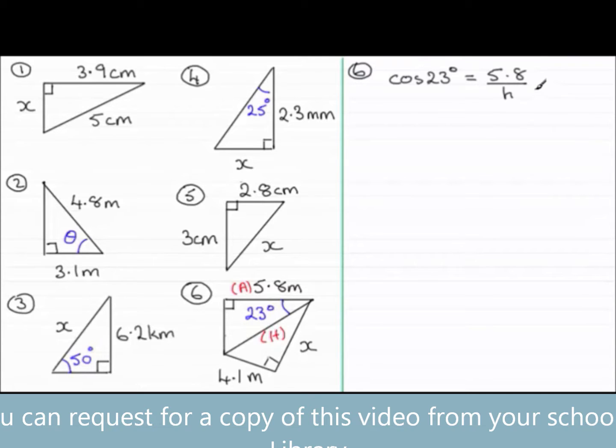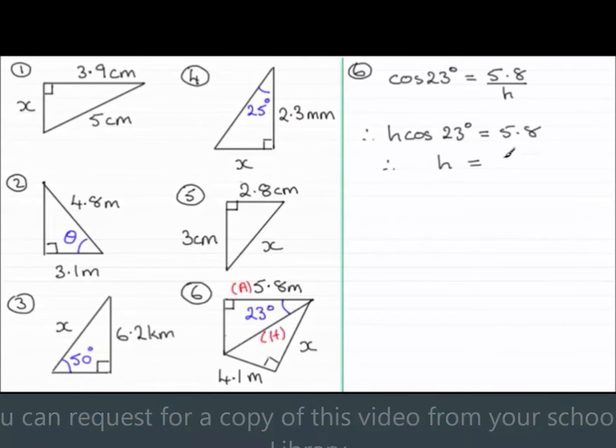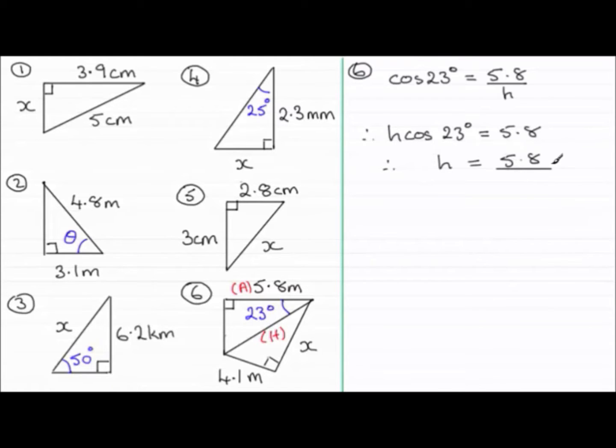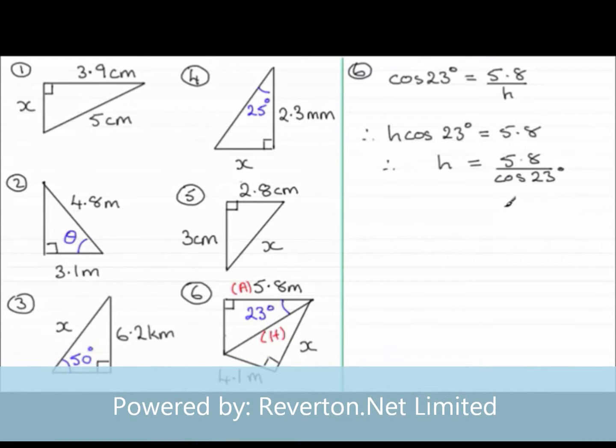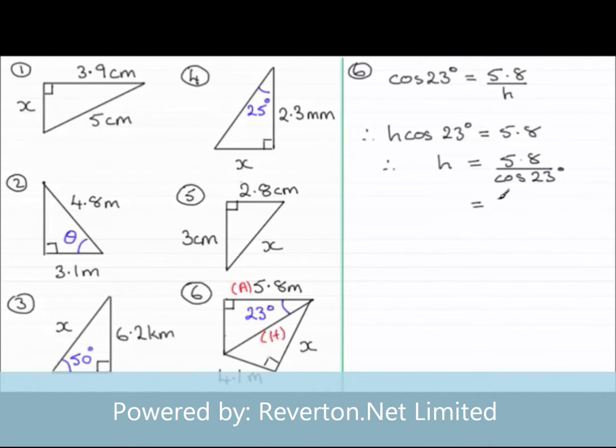Okay, h. And then to get h, I'm going to times both sides by h because it's in the denominator here. And so therefore I've got h times the cosine of 23 degrees just equals the 5.8. Now I can divide both sides by the cosine of 23 degrees and that gives me h equals 5.8 divided by the cosine of 23 degrees. And if you do that, you'll end up with this equaling 6.300 and so on. And that's measured in meters.